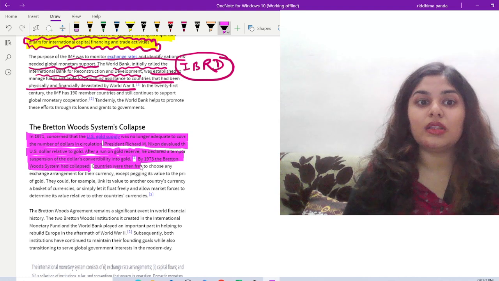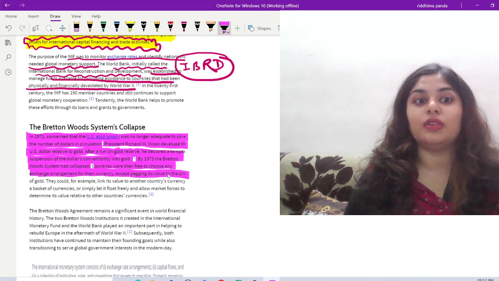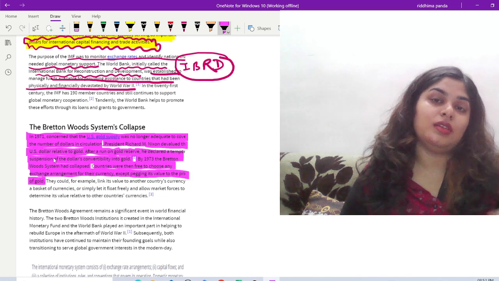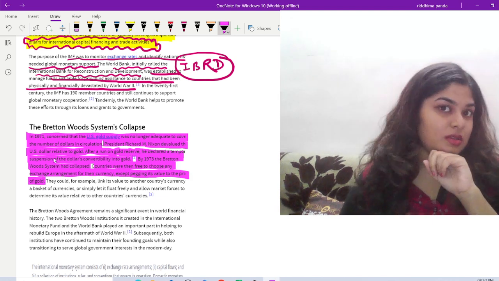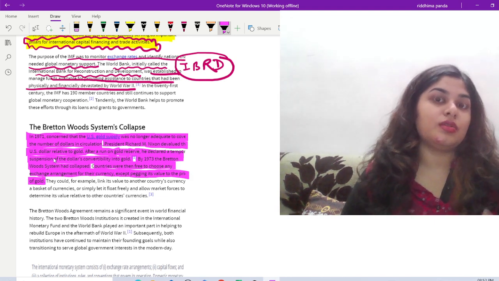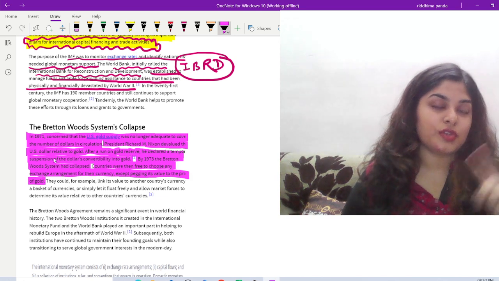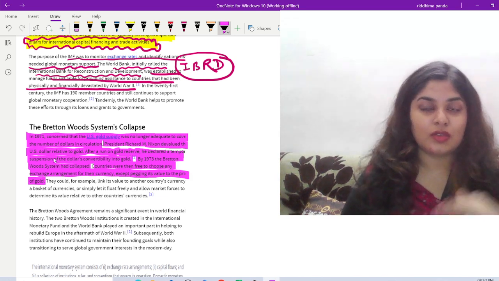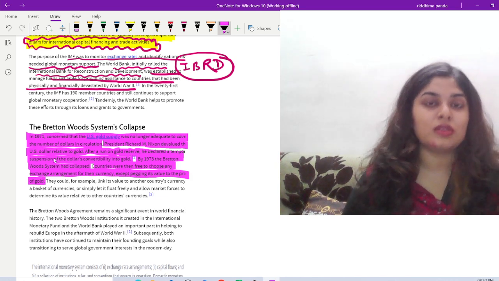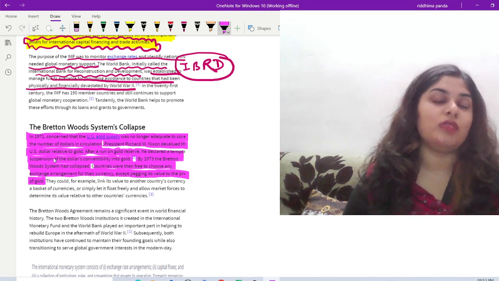Now countries were free to choose any exchange arrangement for their currency, except pegging its value to the price of gold. So the countries were allowed to peg their currency relative to whatever, but not gold. The Bretton Woods system used to peg against gold and was measured as per the US dollar. Once it was suspended, countries were not allowed to peg the currency value against gold.